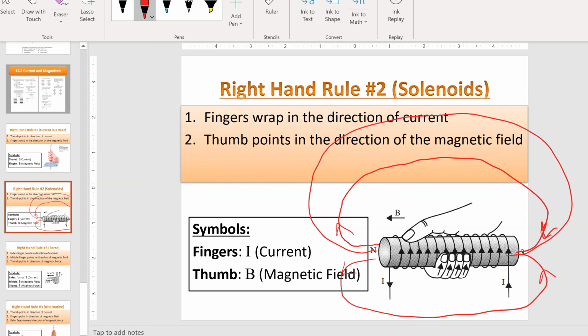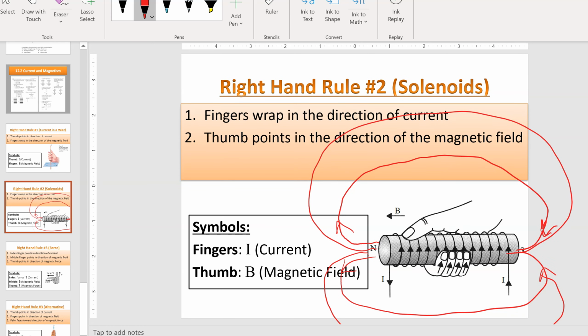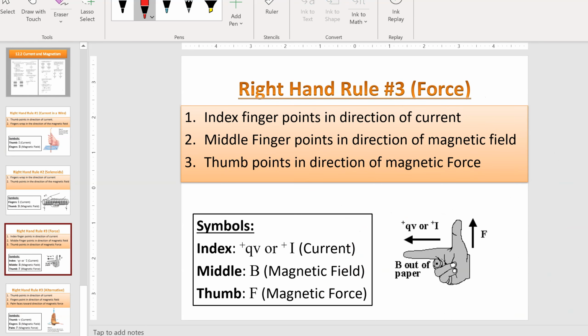So this is a very poorly drawn diagram, but the idea is that you are creating a bar magnet just by having current in this wire, and your thumb is pointing towards north because your thumb points in the direction of the field, so it's going out of north and into south. Okay, so that's kind of how right hand rule number 2 works. Right hand rule number 3 is even weirder.